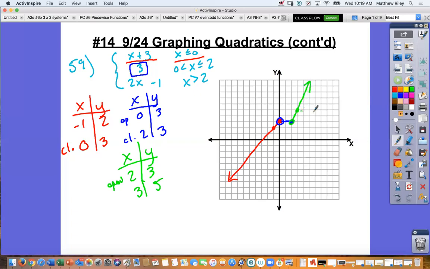Now somebody's going to say, how do I know what's what? Well, when you graph it, what this is really going to look like is just going to be this.